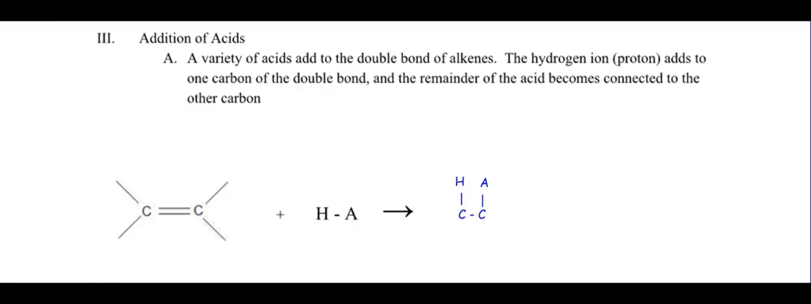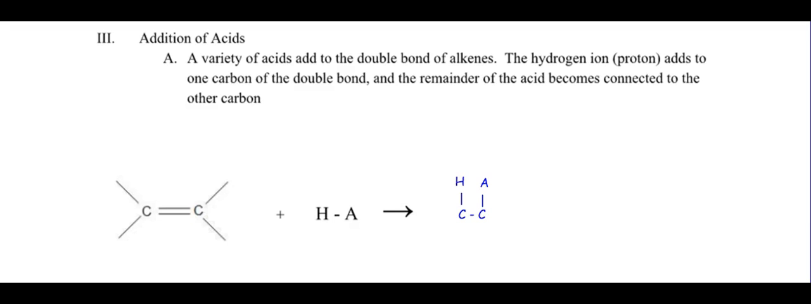All right, so let's look at the third section here, the addition of acids. Do you remember when we did the water, we needed an acid catalyst to make this reaction work? Well, if you start off with an acid, you don't need an acid catalyst, it will just do it on its own. So a variety of acids are going to add to the double bond of alkenes. The hydrogen ion, the proton, is your electrophile. Throw that little word back in again.